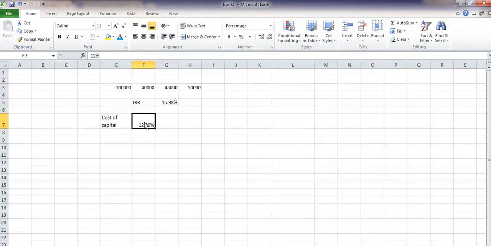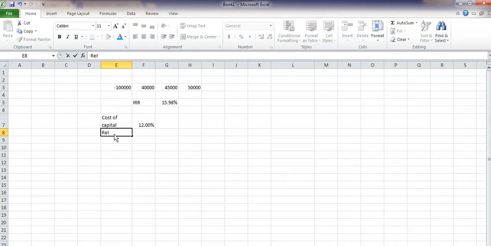In IRR, it is assumed that positive inflows 40,000, 45,000 and 50,000 are reinvested in the same project, that is at 15.98%. In MIRR, it is not assumed. In MIRR, there is possibility that these cash inflows are not reinvested in the same project. They may be invested elsewhere with a lower reinvestment rate.